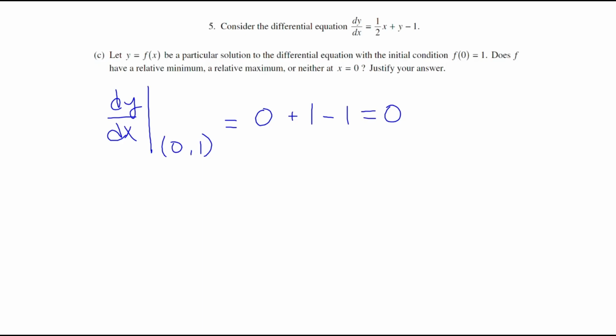And we can determine that really easily because we already have our second derivative, right? And we can just use the second derivative test at 0, 1.